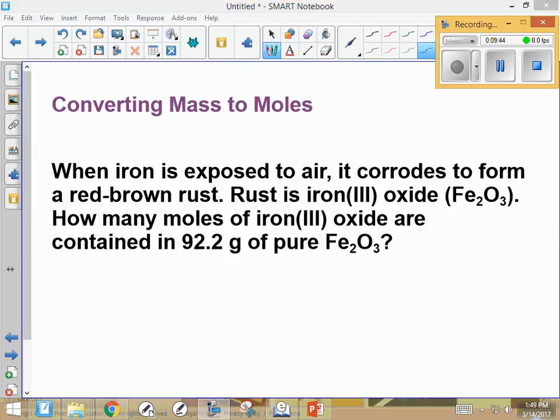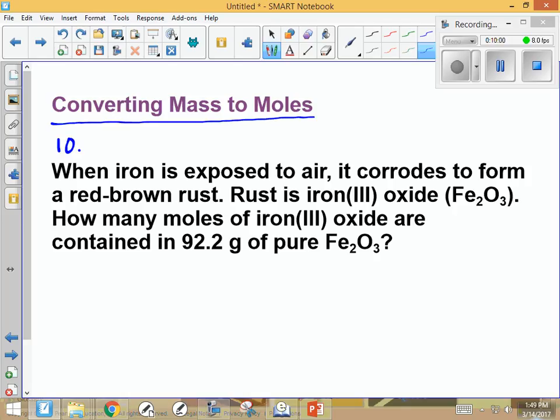What's the other type of problem we can work with our mole to mass ratio? We can convert from mass to moles. That's the opposite direction. Before we converted from moles to mass, now we can convert from mass to moles. This is sample problem 10.6 on page 319, if you're following along in your textbook. When iron is exposed to air, it corrodes to form a red-brown rust. Rust is iron 3 oxide. That's an ionic compound. How many moles of iron 3 oxide are contained in 92.2 grams of pure iron oxide?